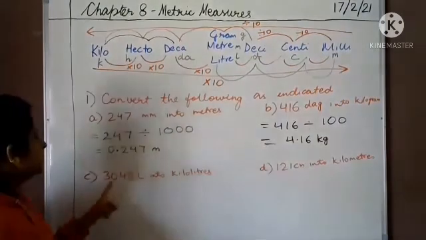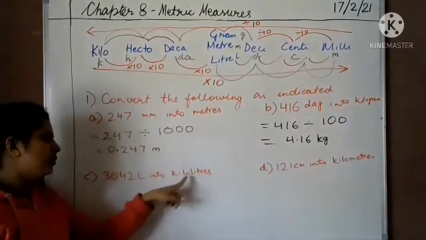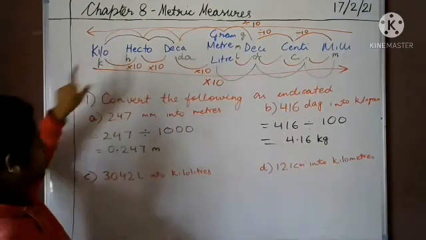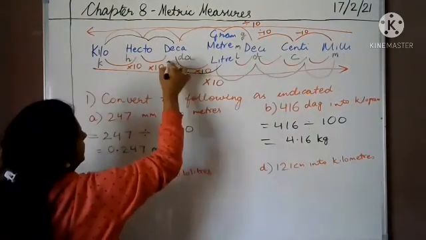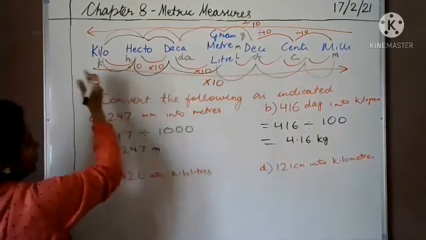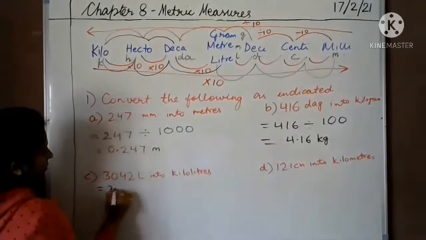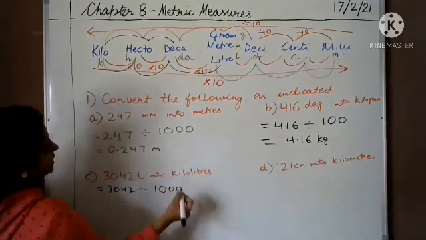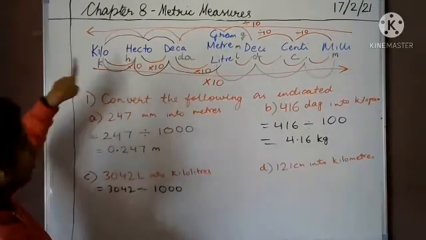Now number 3, 3042 liters into kiloliters. So we are here and we have to come here. Fine. So 1, 2 and 3. Abhi again we are moving from lower unit to higher unit. So 3042 needs to be divided by 1000 क्योंकि 3 steps हमने jump किया हुआ है.